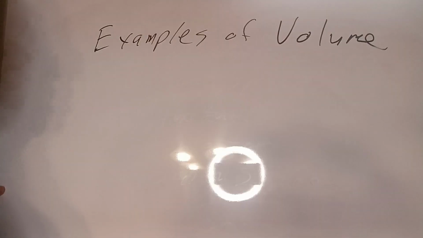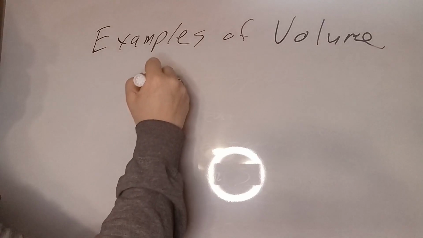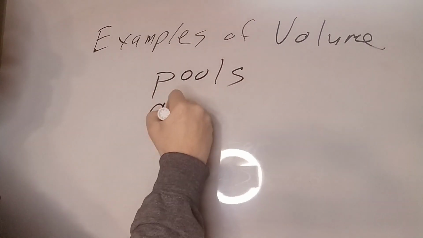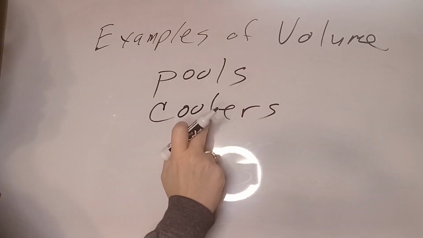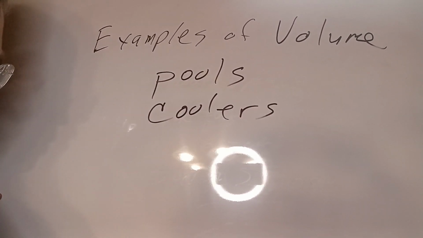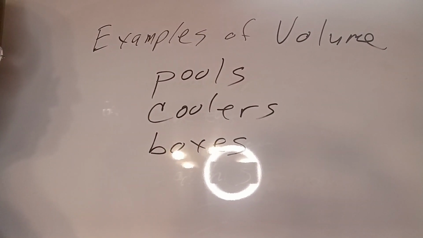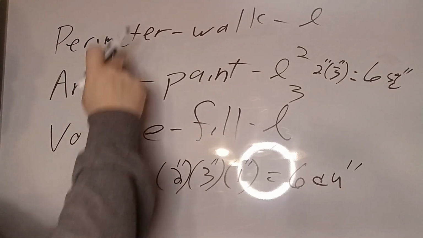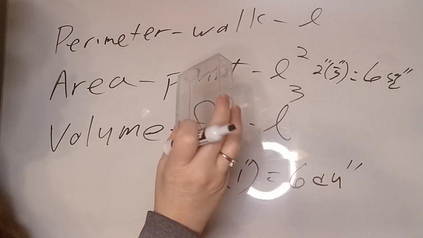Okay? So let's look at examples of volume. Volume are things you fill. Pools have volume. Coolers have volume. Depends on how many cans of soda you want to stick in there, right? You need to increase the volume. Okay, boxes. How much stuff you can put in them. So those are the difference between perimeter, area, and volume, and how to find them with rectangular shapes.